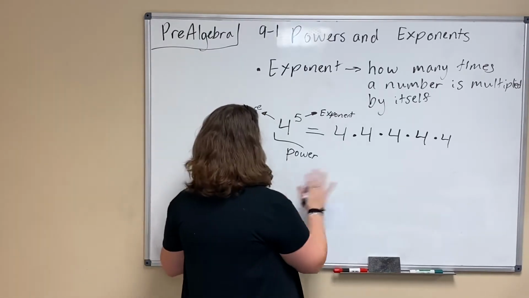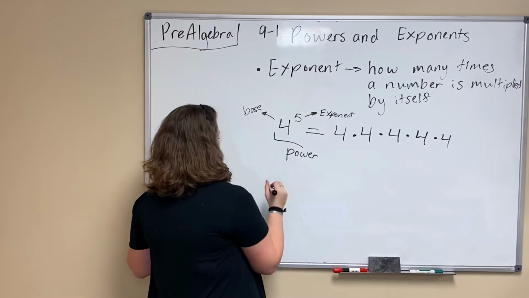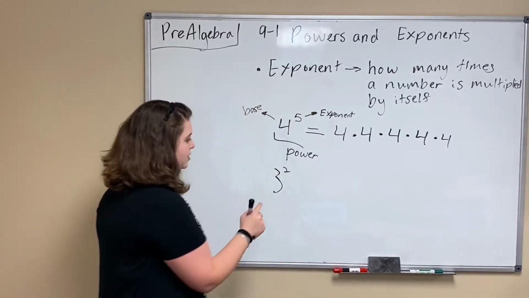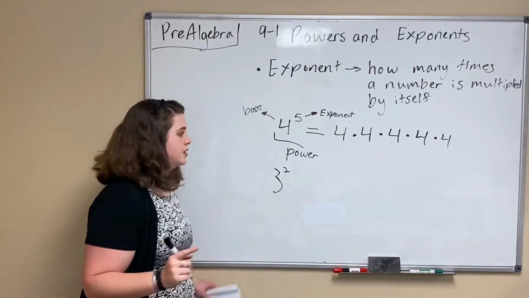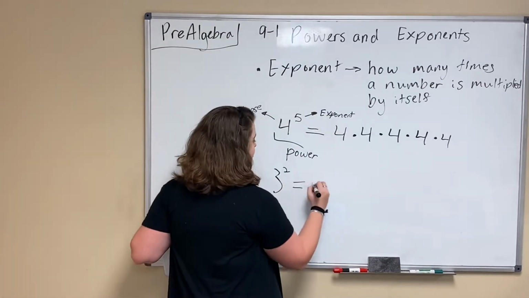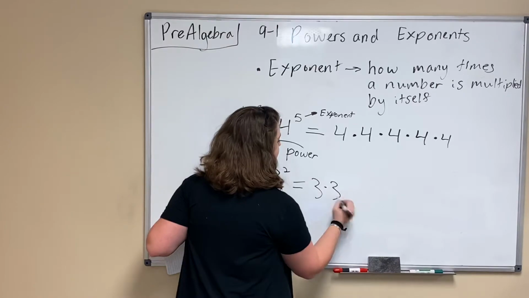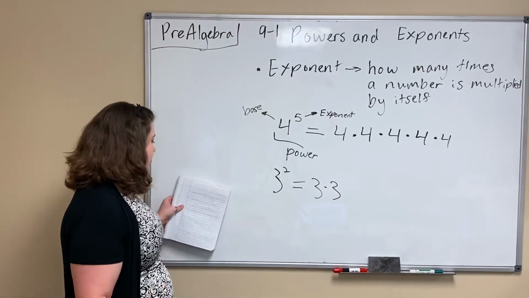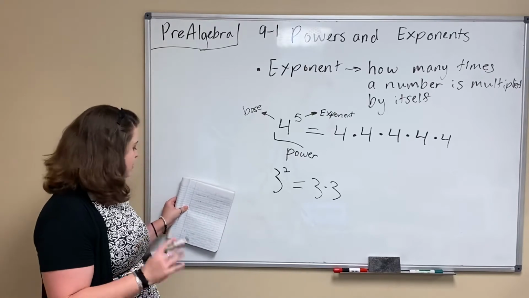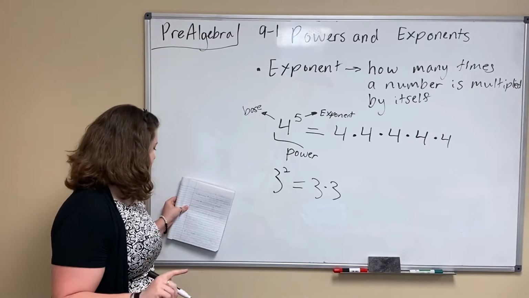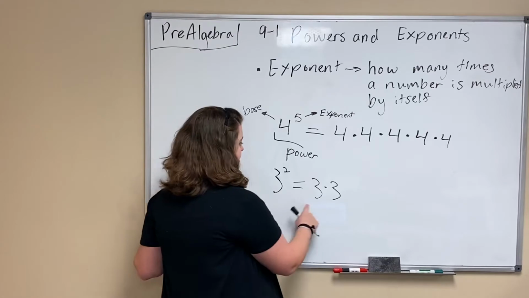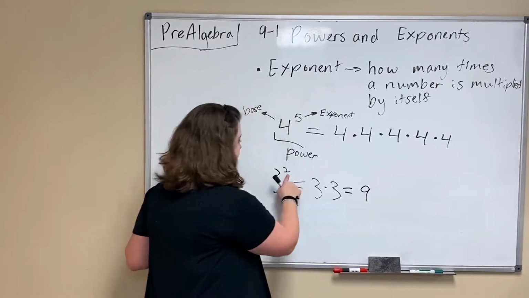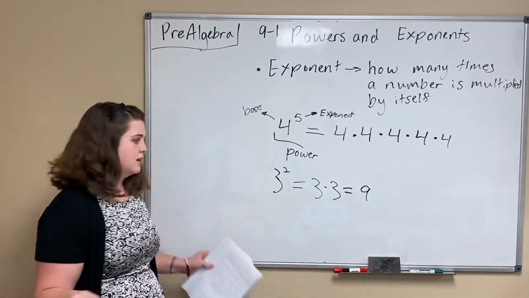Same with any, no matter what the base is, no matter what the exponent is. If I did 3 to the 2nd power, 3 raised to an exponent of 2, that's the same as just saying 3 multiplied by itself twice, or 3 times 3. If I wanted to solve it, all I have to do is multiply it all the way out from left to right. So in this case, I'm going to go 3 times 3 equals 9. So 3 raised to the 2nd power is 9.